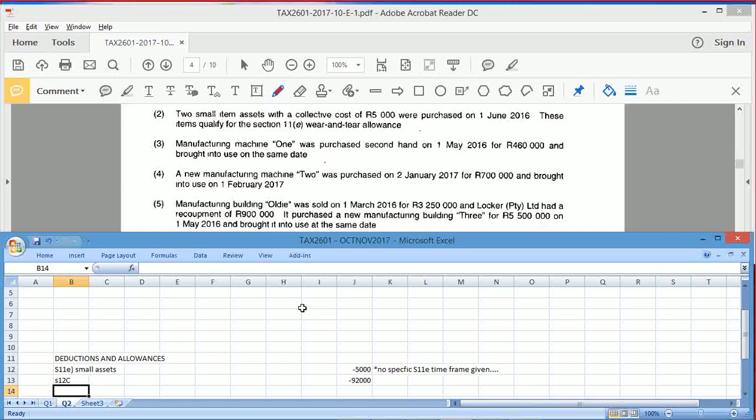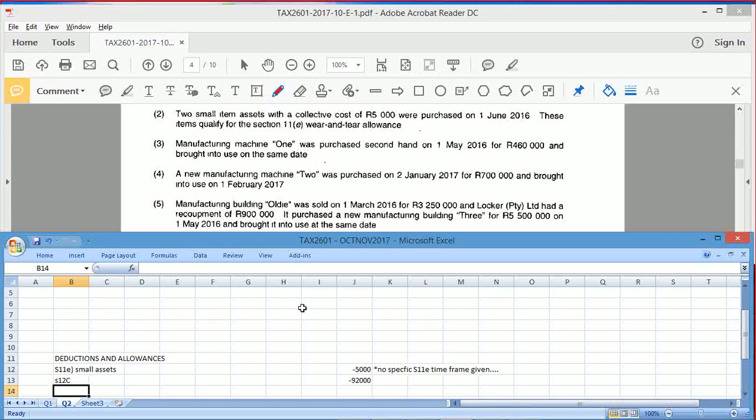Then 4. Okay, new machine 2 was purchased. Here's the second one. It's manufacturing, right? Yes, sir. Brought into use on the 1st of Feb. Is the 1st of Feb within the financial year? Yes, sir. Because the year end was 31st March 2017. So February is the start, right? Yes, March is the beginning of the year. But notice when they purchased it, though: 2nd of Jan. Do you agree? Yes, sir.